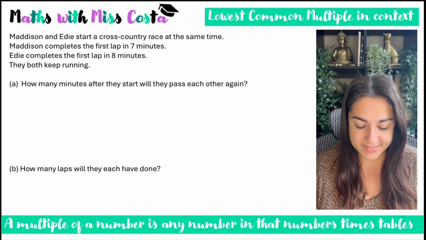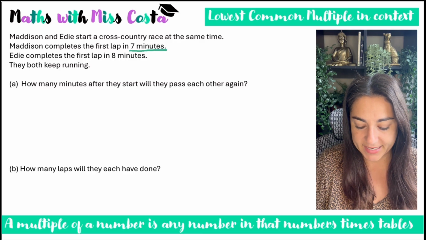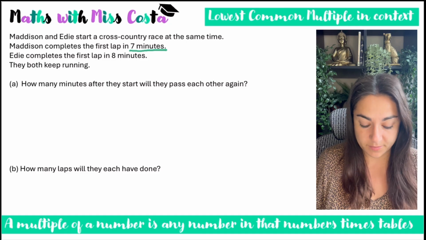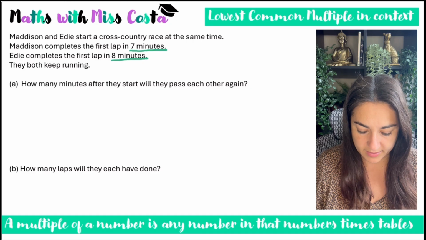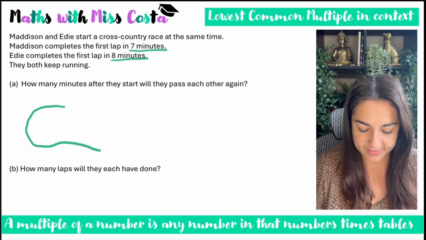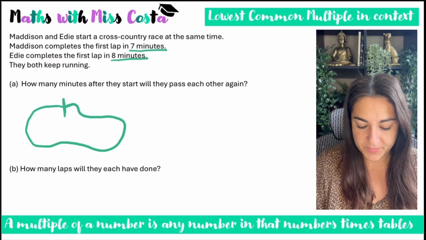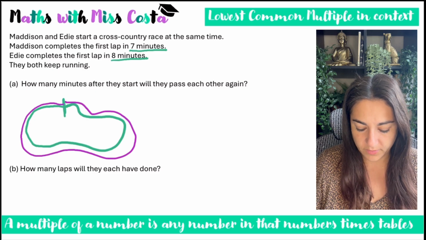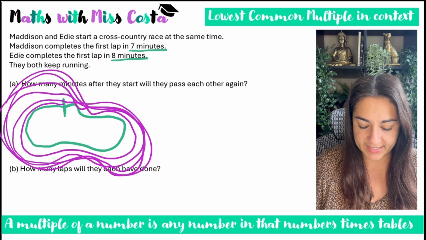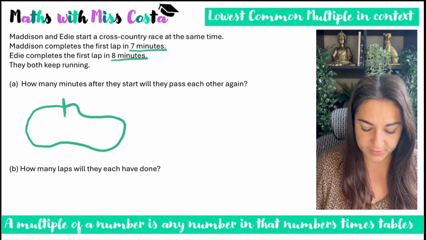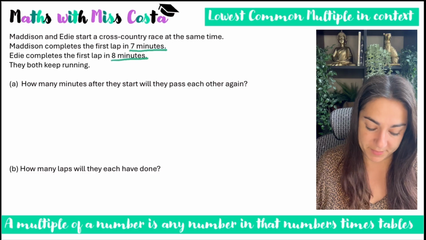So I'm told that Madison and Edie start a cross-country race at the same time. Madison completes the first lap in 7 minutes, and Edie completes the first lap in 8 minutes. Then they both keep running. So let's say it's a random race here, and that's the cross-country lap. That's the start line. They're going to go round, and then round again, and then round again. Each of the girls is going to take the same amount of time, because it's cross country, so generally you keep the same pace.